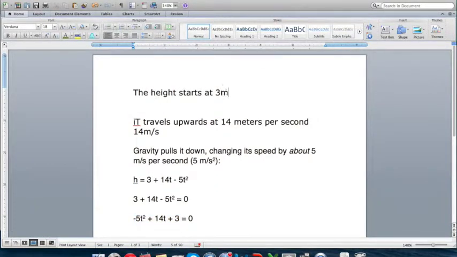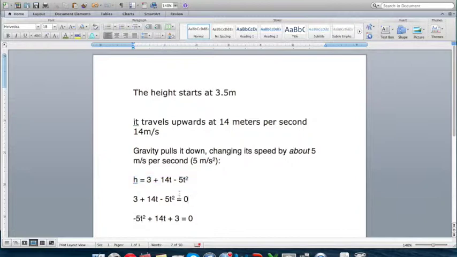Alright, hey guys, we're back. So let's say the height starts at 3.5 meters, and it travels upwards at 14 meters per second. And let's say the question gave you that gravity pulls it down, changing its speed by about 5 meters per second. This is some physics stuff here. Now, this equation is h equals 3 plus 14t minus 5t squared.